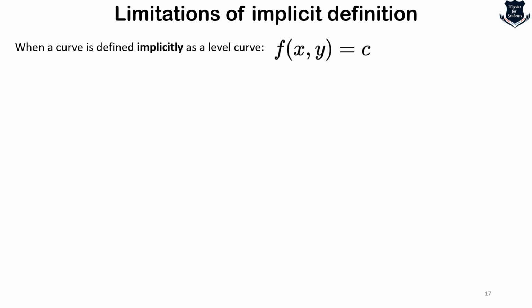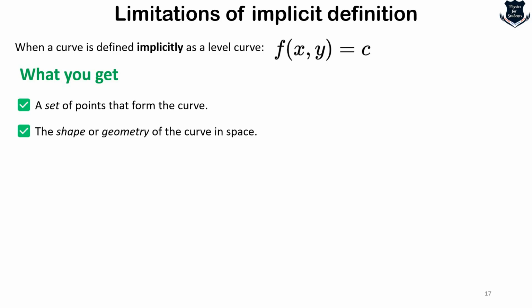So what do we get from defining it implicitly? We get a set of points on the curve, and the shape or geometry of the curve in space. But as I told you, every definition has its limitation, and a level curve or implicit definition also has its limitations. What are the limitations?